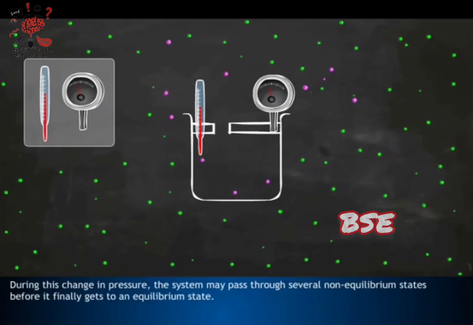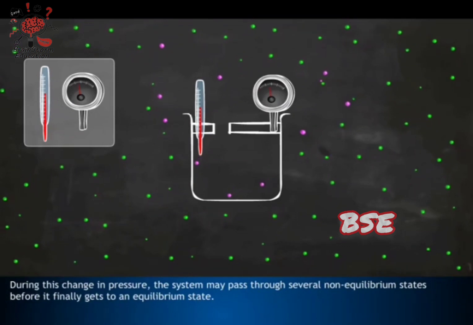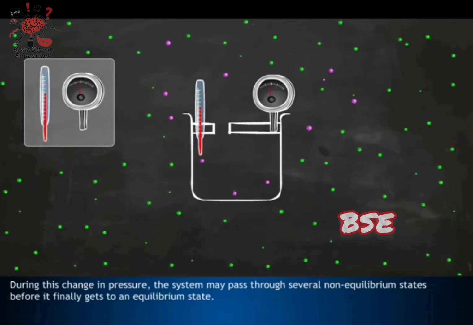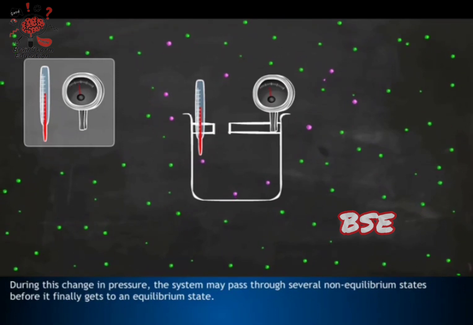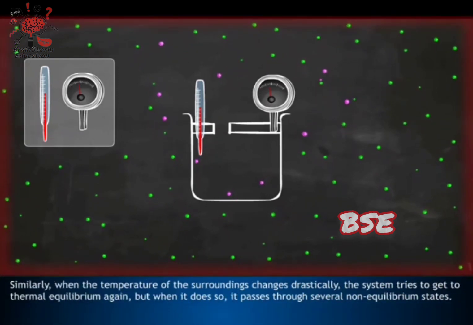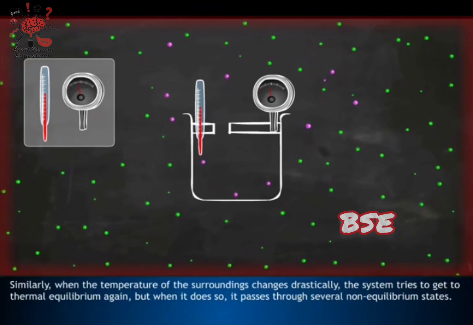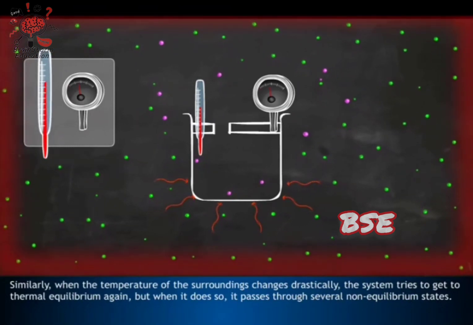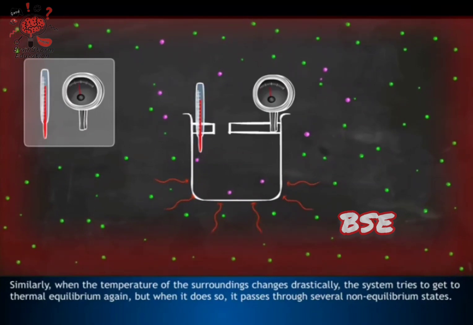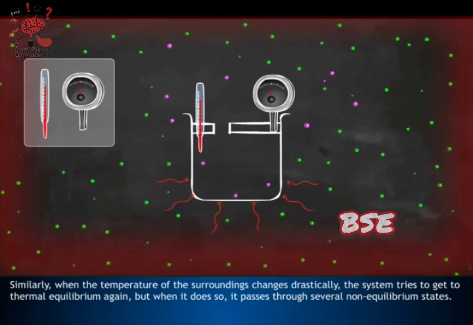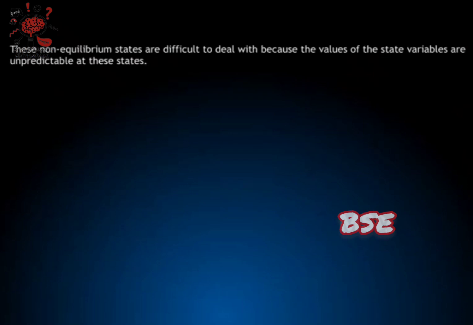state again. During this change in pressure, the system may pass through several non-equilibrium states before it finally gets to an equilibrium state. Similarly, when the temperature of the surroundings changes drastically, the system tries to get to thermal equilibrium again, but when it does so, it passes through several non-equilibrium states. These non-equilibrium states are difficult to deal with because the values of the state variables are unpredictable at these states.